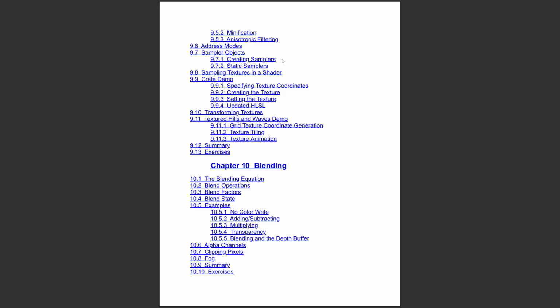Chapter 10 talks about blending, which I'm not quite sure what is, but I'm sure it's going to be useful for like bloom effects or merging two textures together, blending two textures or multiple textures together to get some interesting effect. And so we'll be talking about the blending equation, blend operations, blend factors, blend state, and with examples with no color write, adding and subtracting, multiplying, and transparency.